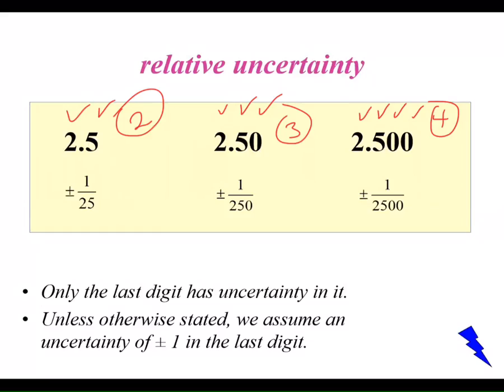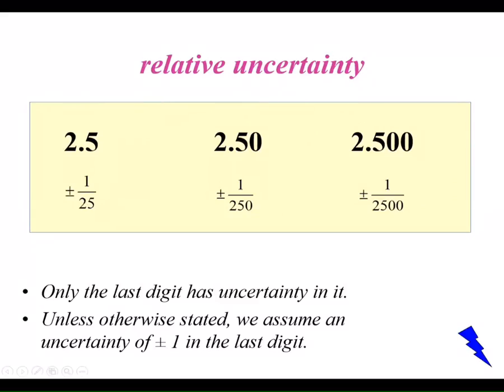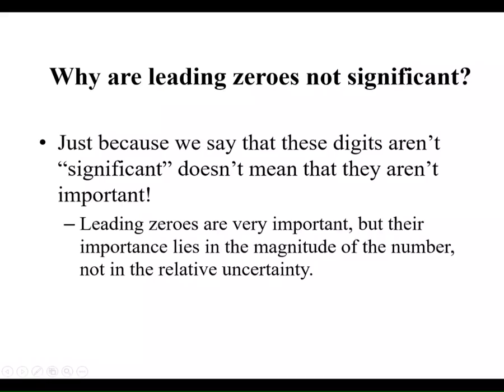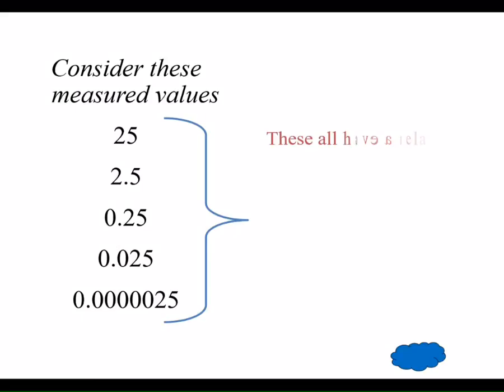Now if we look at the other zero rule: if they're a placeholder zero, they are not significant. We call those leading zeros, a placeholder for a small number. They're important, and you're going to have to use them in your answer, but they don't tell a story of having lower relative uncertainty.